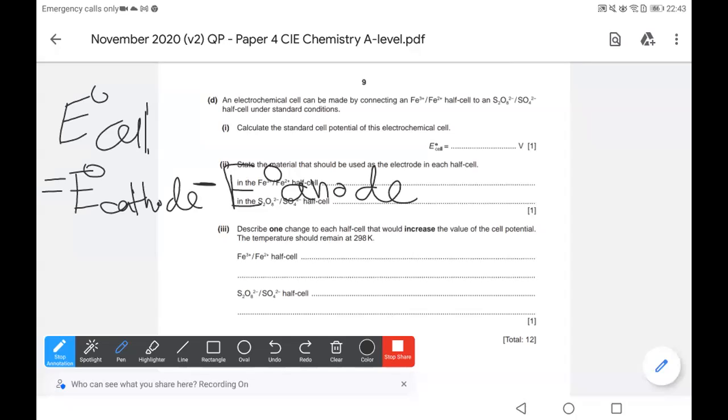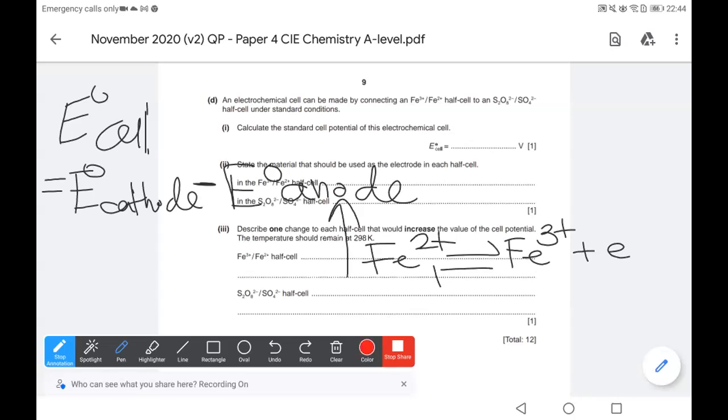Now, if I explain more, Fe2+ is in equilibrium in this type of cells. Fe2+ is in equilibrium with Fe3+ plus electron. So if you increase the concentration of Fe2+, according to Le Chatelier's principle, the reaction shifts to the right. It forms more electrons. Then its negativity increases. Electrode potential decreases.